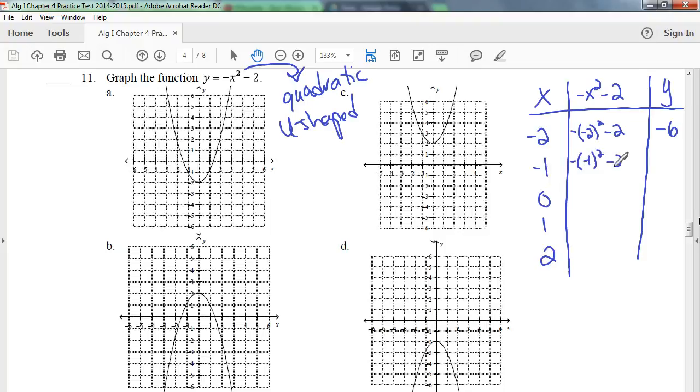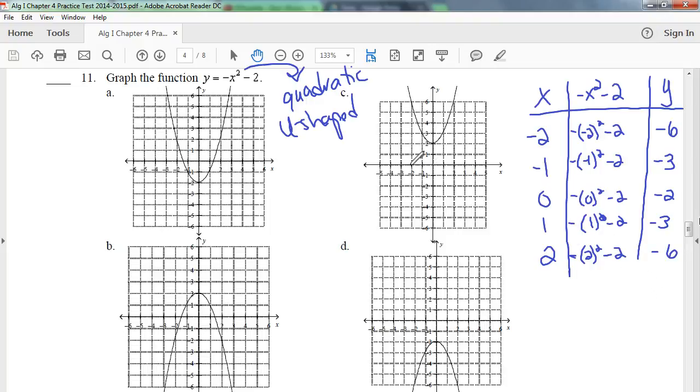(-1) squared minus 2, this would be +1, but we want the opposite. So this is -1 minus 2 more is -3. -(0) squared minus 2, that will be just -2. And then -(1) squared minus 2, this will be +1, but this will make it negative. -1 minus 2 more is -3. And then the opposite of 2 squared minus 2, this will be +4. So that's a -4 minus 2 more is -6.